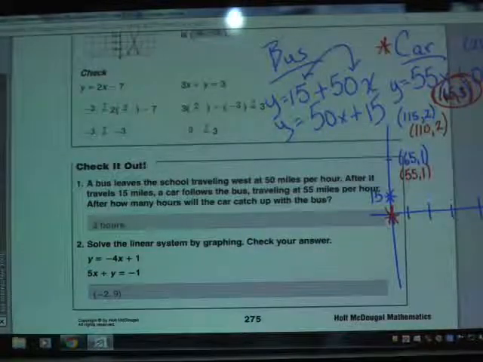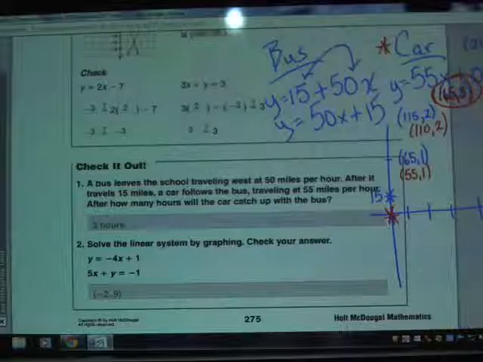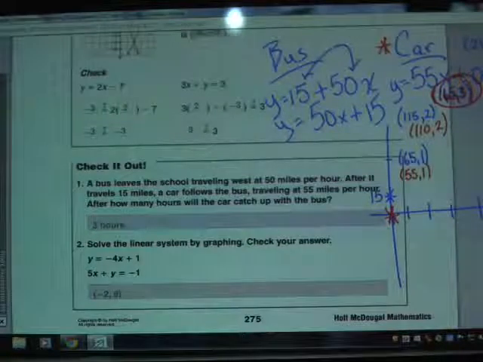I can connect those points, but we did it with numeric values here, and I know the point of intersection now is 165, comma 3. Well, that answers my question. The buses are going to catch up to each other 165 miles out, and at that point in time, that means they're going to be 3 hours out from their original destination, which is why the solution there says 3 hours.